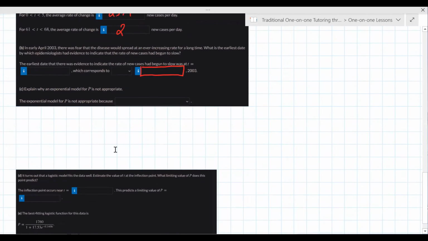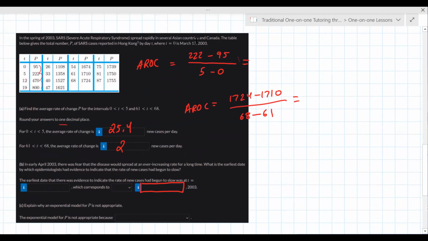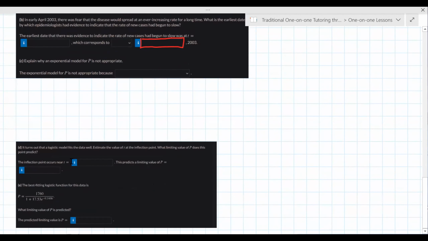So should I guess which month it is, or do we already know which month it is? It's probably going to be April. Okay. And then the actual day depends on that t value. Now for this drop down, I don't know what you can choose there, but oh, never mind. It says it's not appropriate because the concavity of the data changes over time. Exponential functions do not have a limit. Exponential models do not reflect real life. I don't know, you can pick one of those.